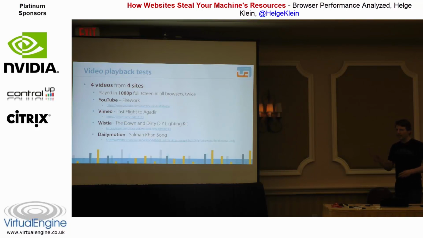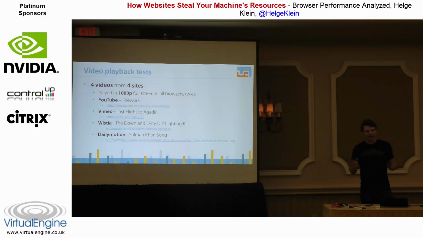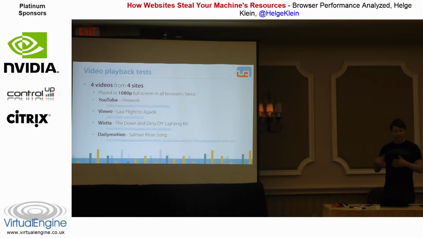Now, what I did for these video playback tests, I tested 4 different sites to get a little bit of diversity. YouTube and Dailymotion are the most popular out there, and Vimeo and Wistia are targeting business customers. And they played back 4 different videos, one video on each, 4 different ones in total. I basically chose them randomly, but I made sure that all were available and played back in full HD, so 1080p resolution. So theoretically, we always have the same workload.